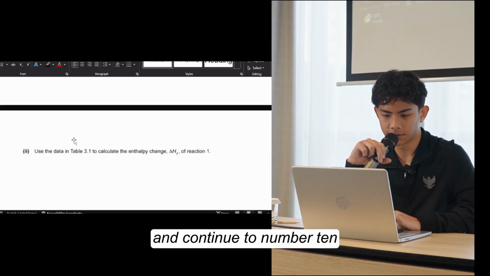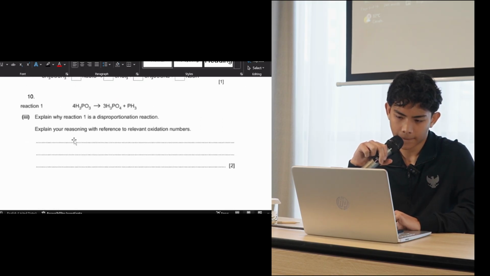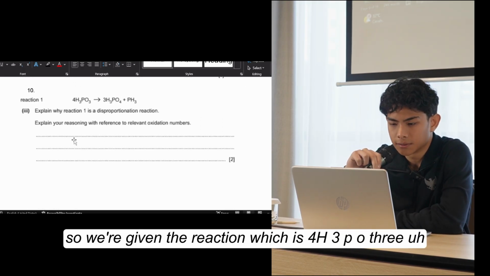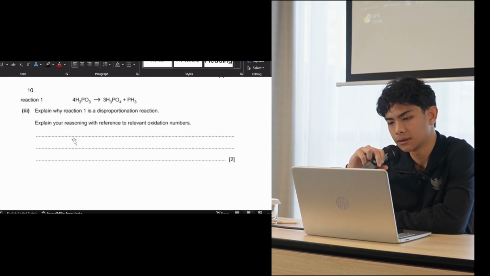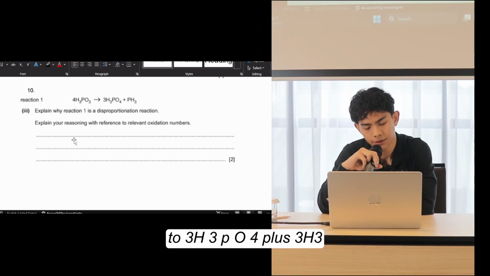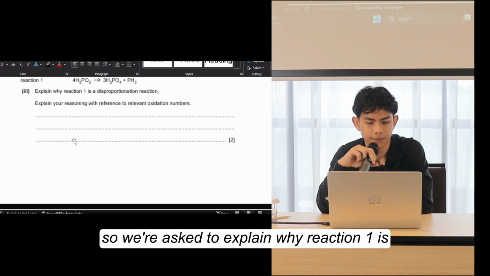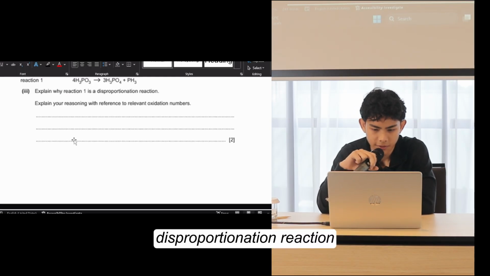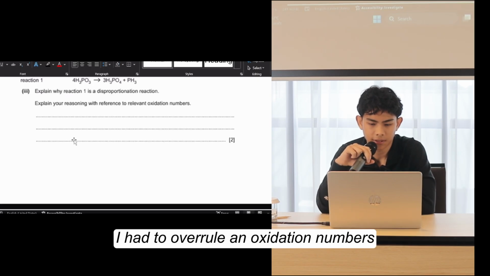And continue to number 10. We are given the reaction, which is 4H3PO3 to 3H3PO4 plus PH3. And we are asked to explain why reaction 1 is a disproportionation reaction, explaining the reasoning with reference to relevant oxidation numbers.